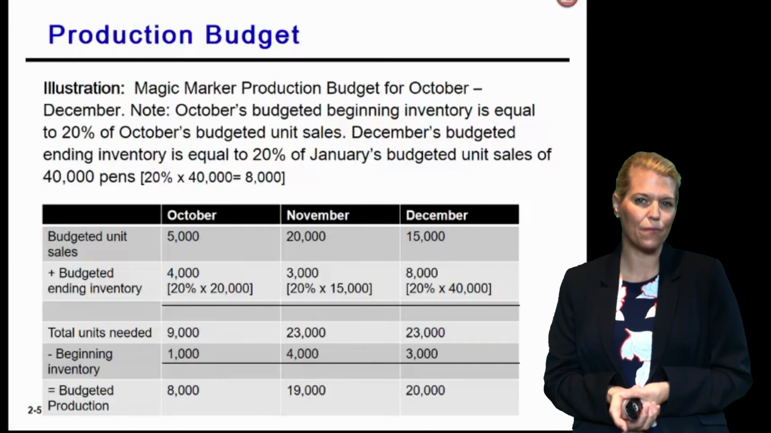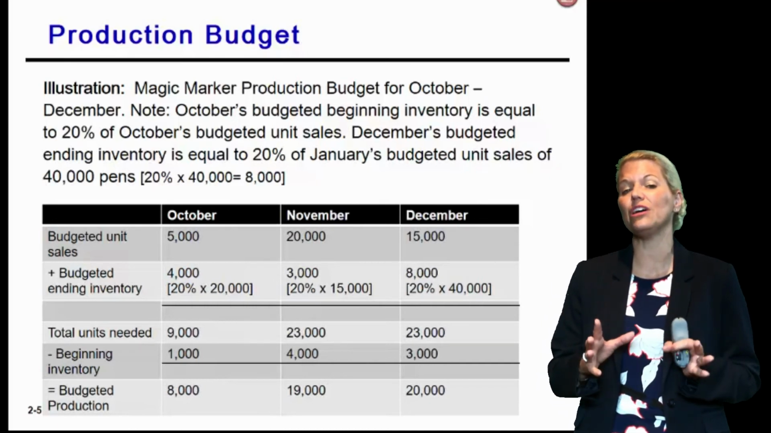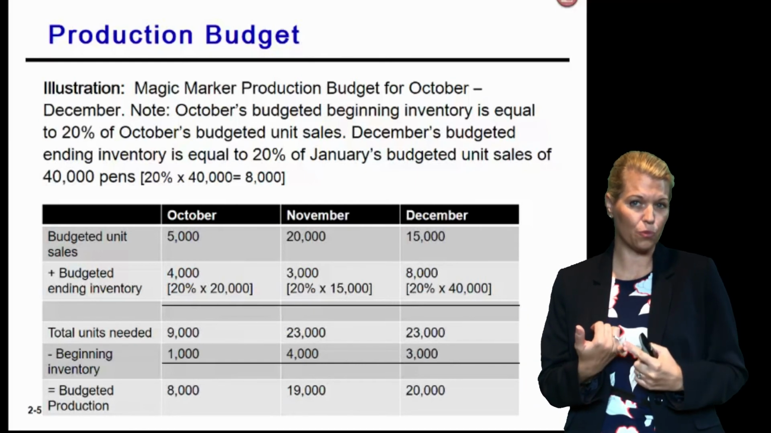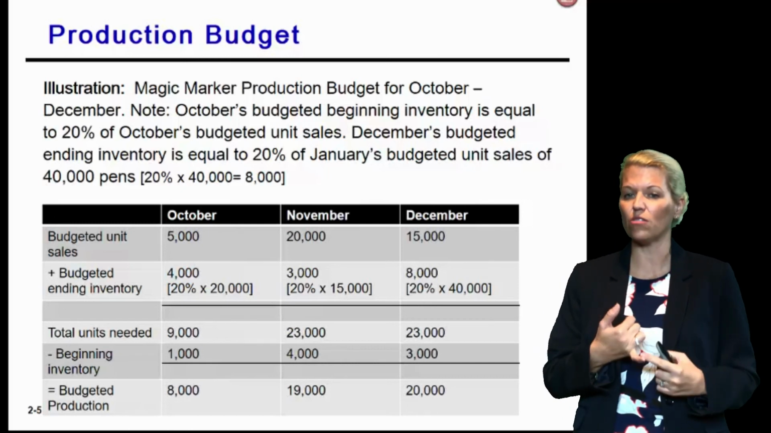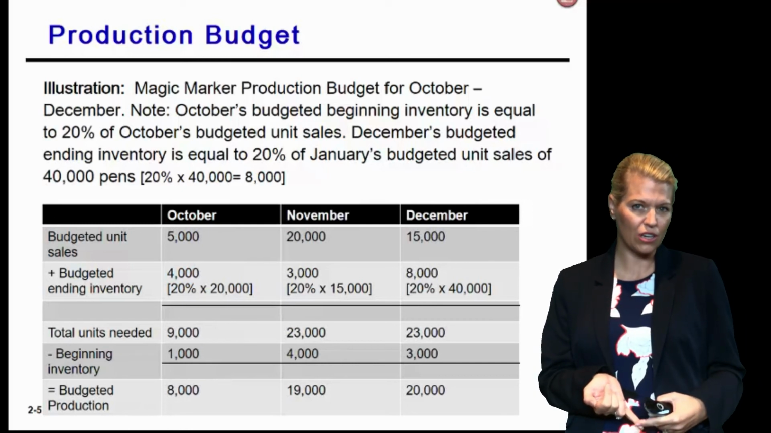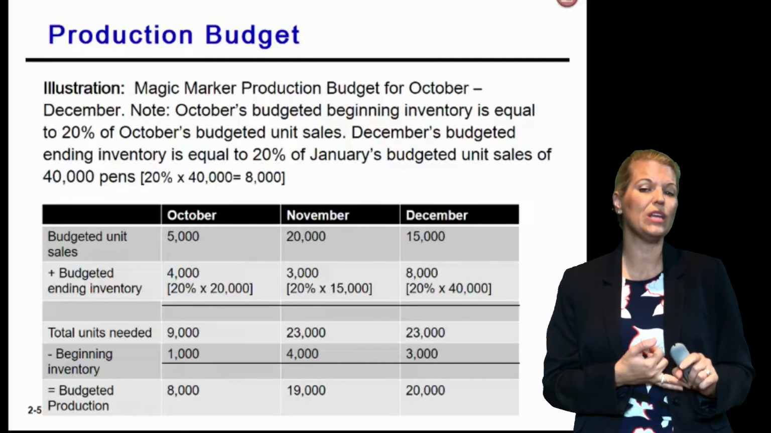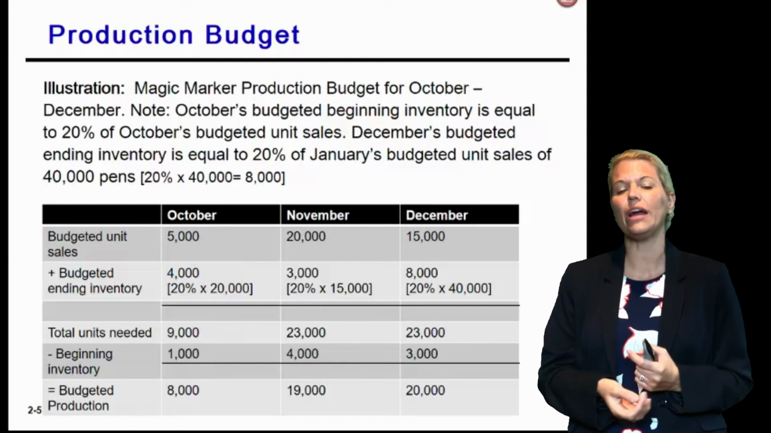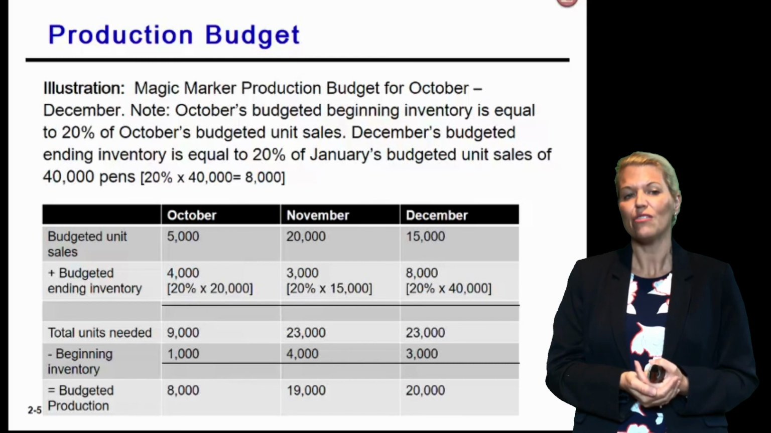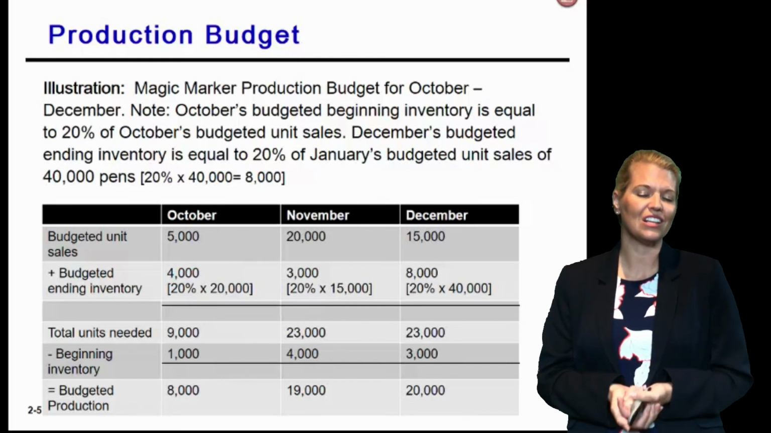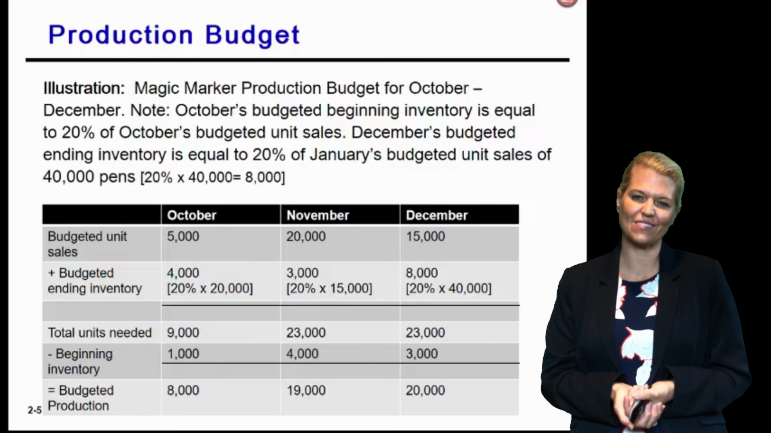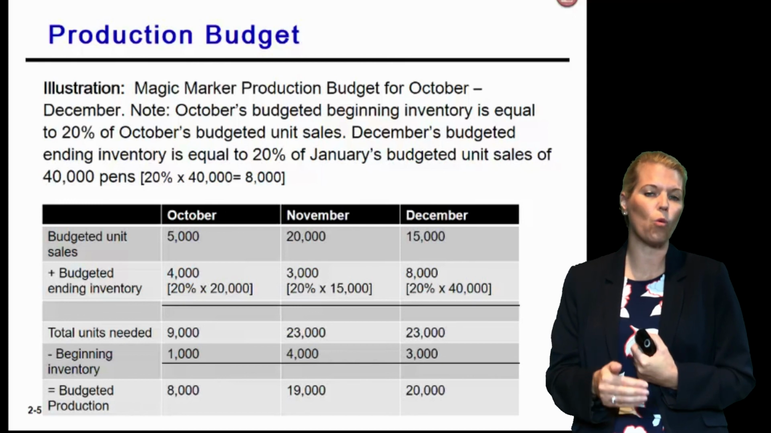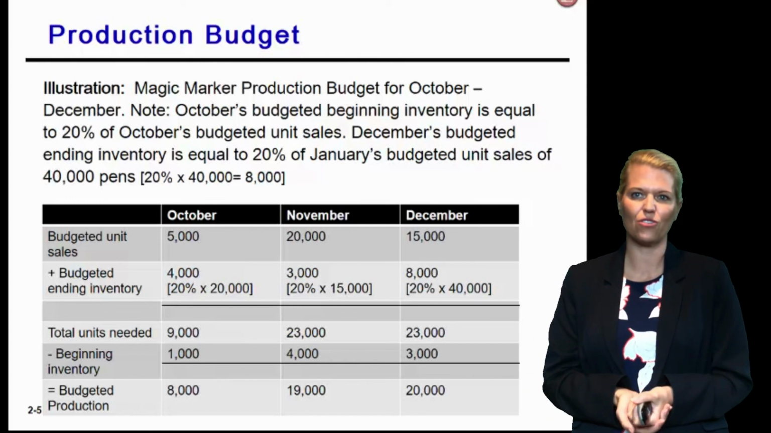Now the information in this budget will be used to see how much raw material we need to purchase to make these 8,000, 19,000, and 20,000 units. How many labor hours do we need to spend in making these products each and every month, as well as what is our manufacturing overhead for making our 8,000, 19,000, and 20,000 units. So this is just briefly the first two budgets and how it flows from one to another and how it relates to the rest of the budget.